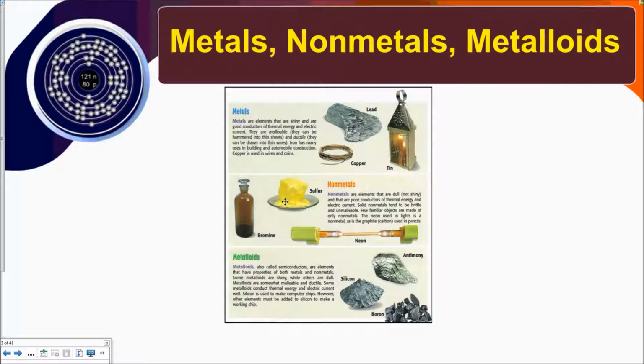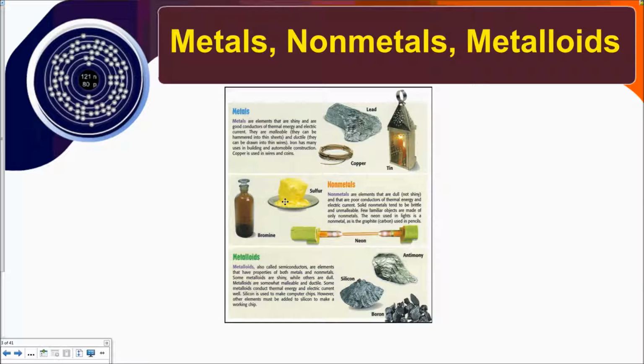So some things about metals, nonmetals, and metalloids. Metals are elements that are shiny and good conductors of thermal energy and electric current. They are malleable, which means they can be hammered into thin sheets, and ductile, which means they can be drawn into wire. Iron has many uses in building and automobile construction. Copper is used in wires and coins.